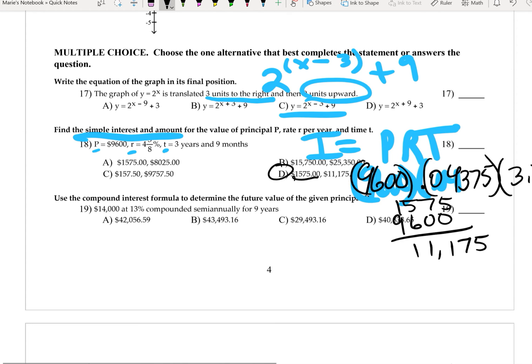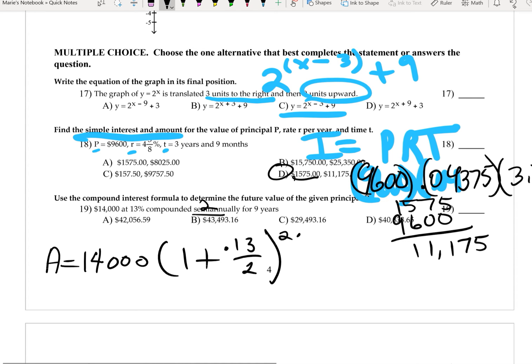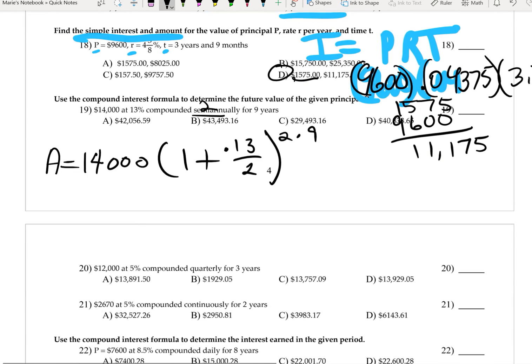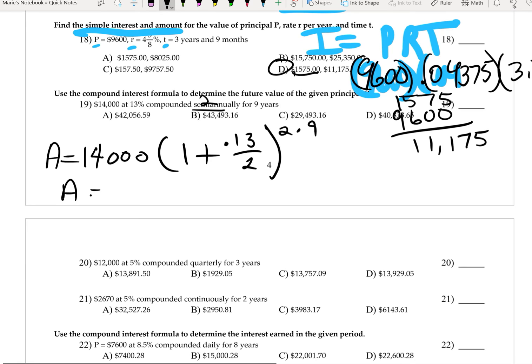Question number 19. They're asking you for the future value given a present value of 14,000 times 1 plus 0.13 divided by 2. Semi-annual means 2. Raised to the 2 times 9. When all is said and done, you get A equals 14,000 times 1 plus 0.13 over 2 raised to the 18th.